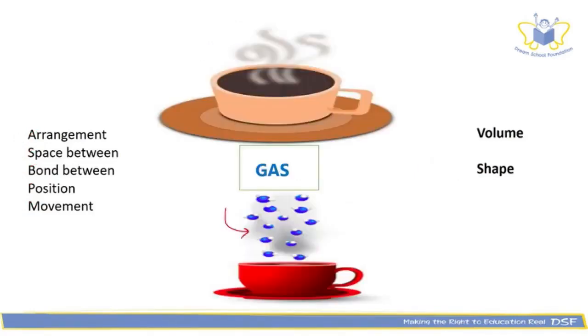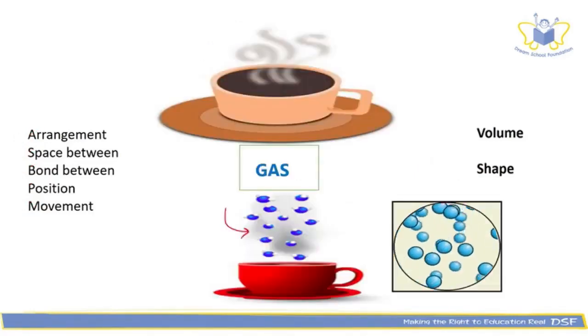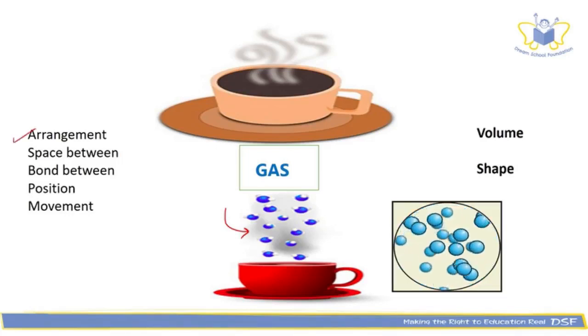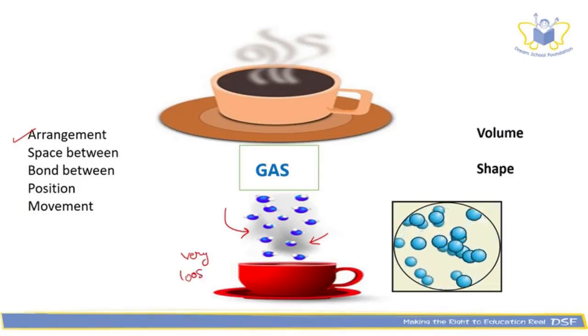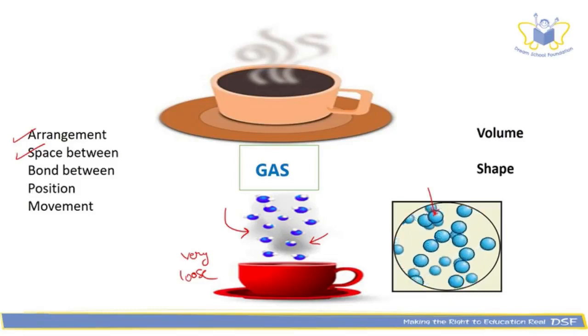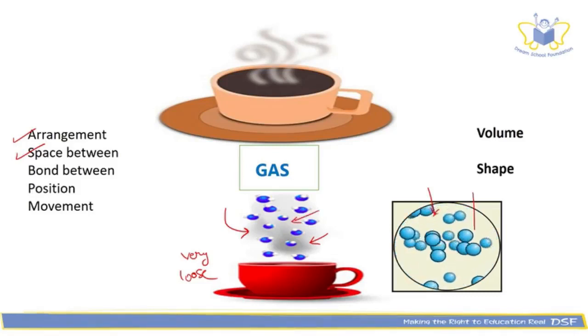Now let us look at the particles in a gas. Let us look at the arrangement. They are very loosely arranged. A very loose arrangement. You can look at it here also. Space between: because they have a loose arrangement, there's a lot of space in between.